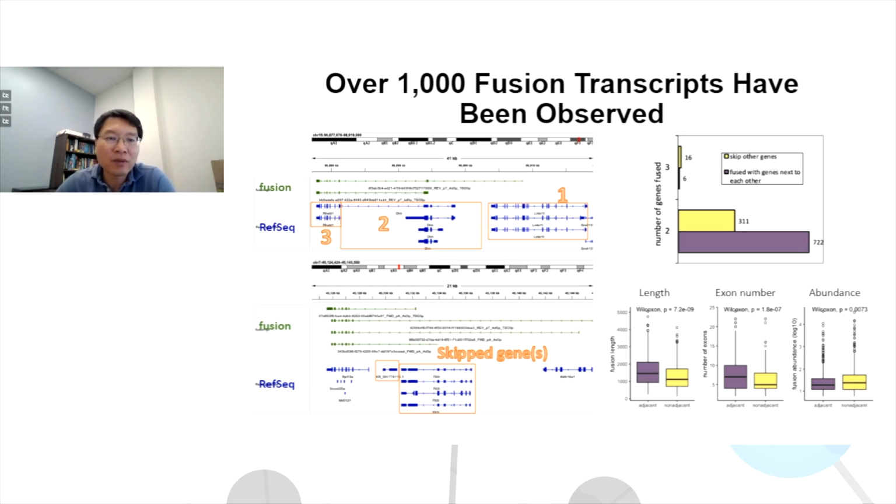But nevertheless we do find 1,000 fusion transcripts, and there are different scenarios. Some fusions are essentially fusions of genes next to each other. So they pick up exons from the third one, and then they pick up another exon in the second one, and then they jump to the first one, right?